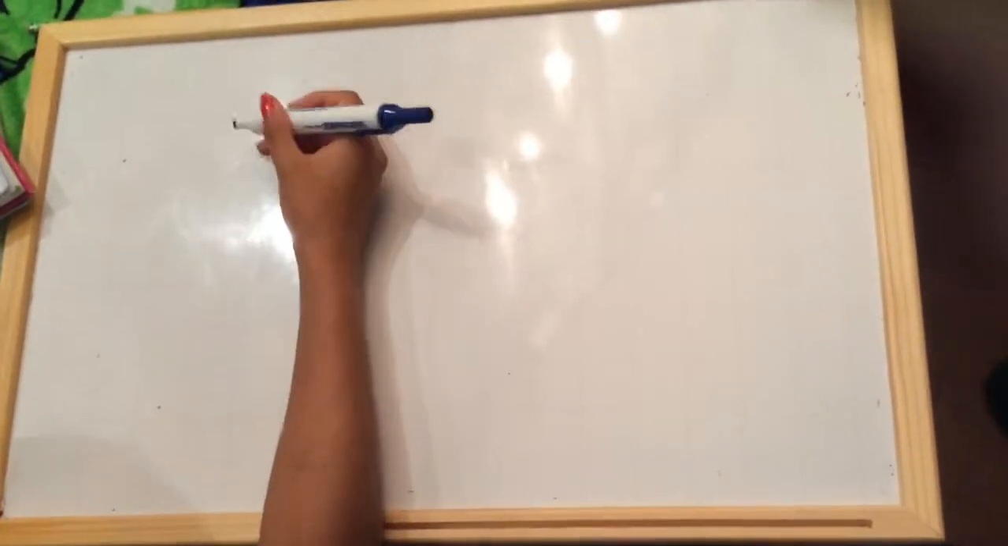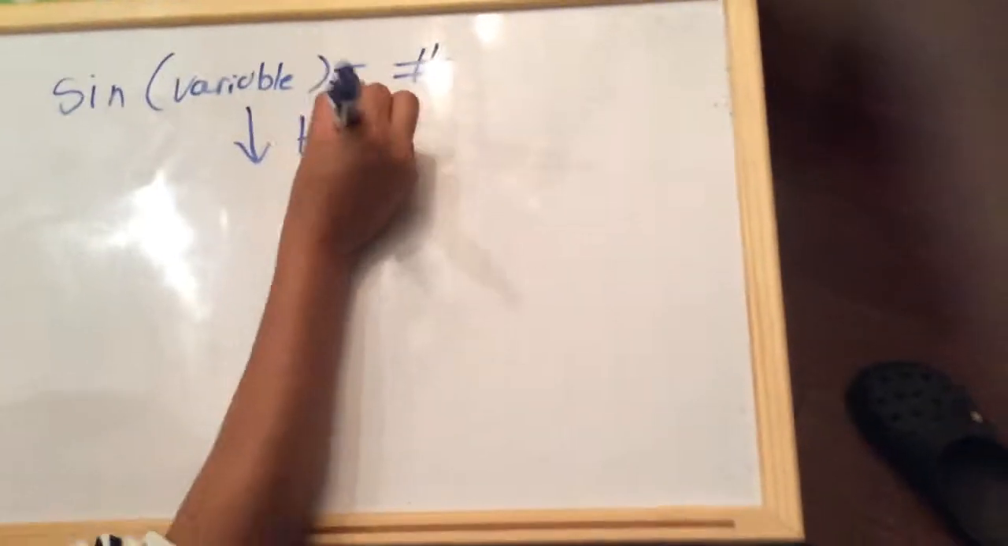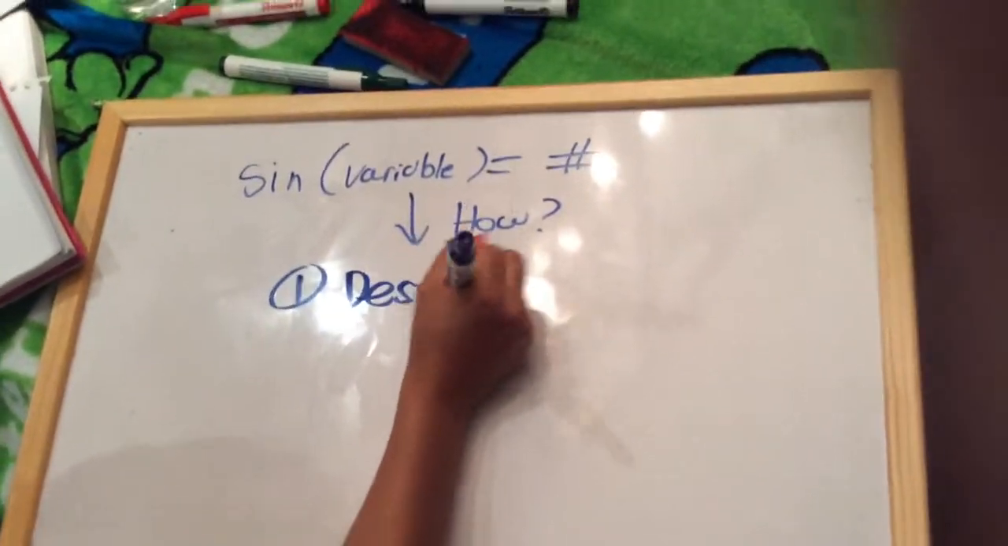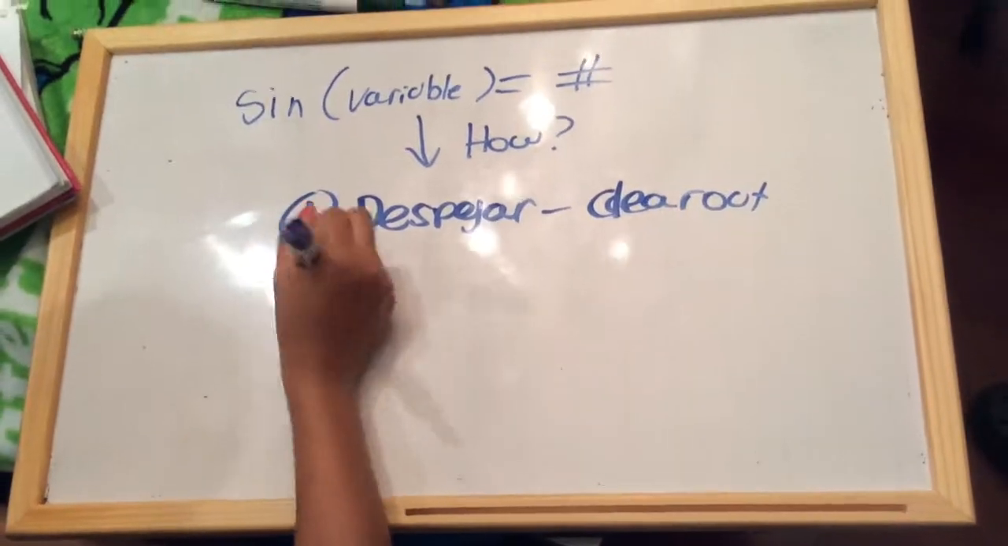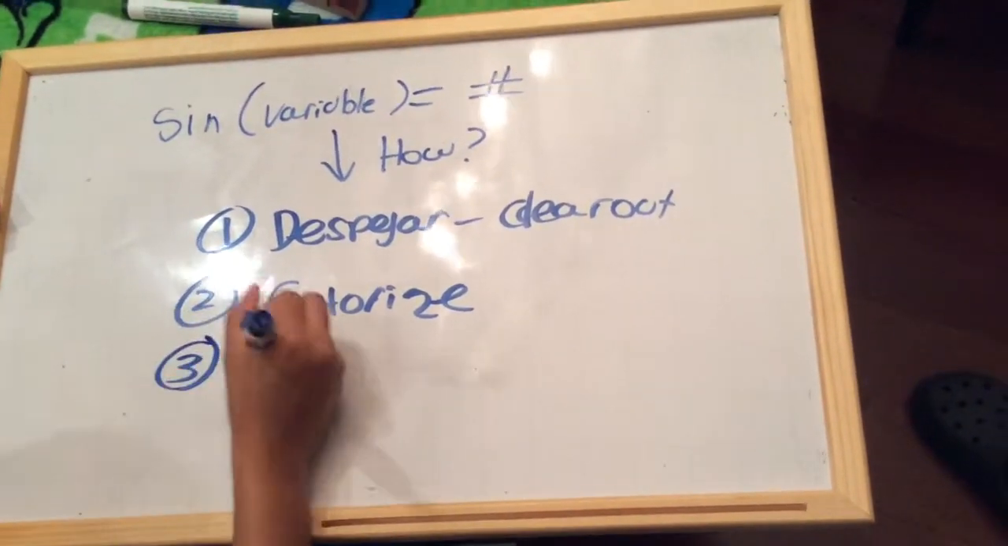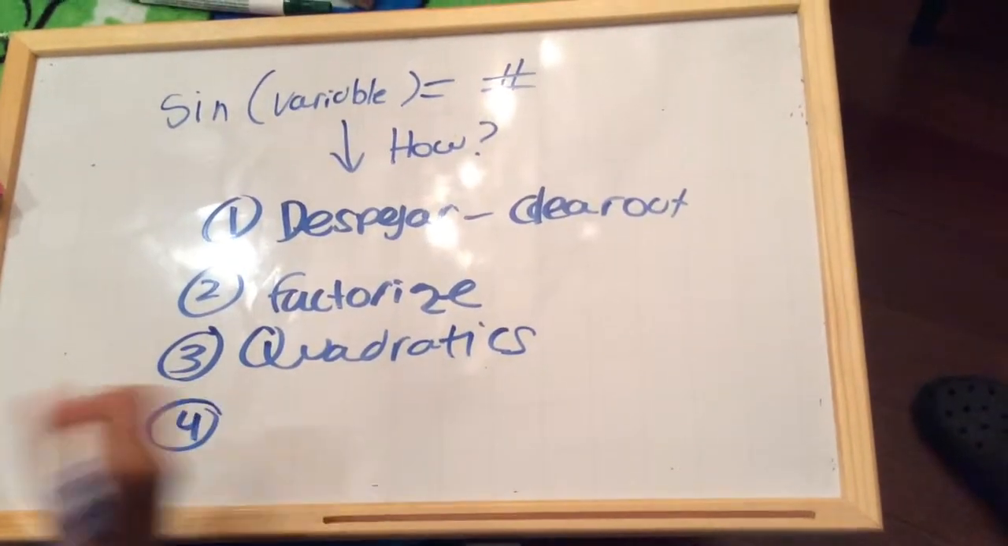When you have trig equations, you will always like to find sine times a variable, which will equal a value or a number. How? So there are four things you can do. The first one is by clearing out, the second one is by factorizing, the third one is by quadratics, and the fourth one is with identities.